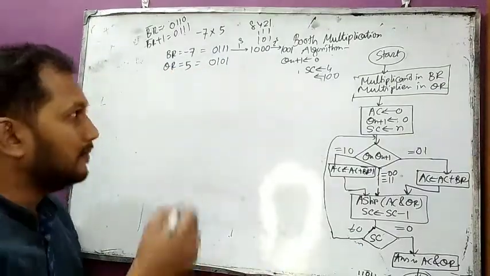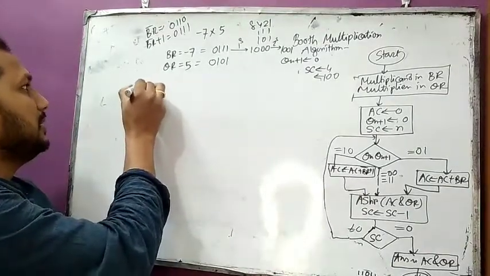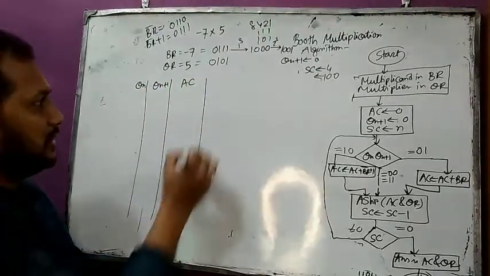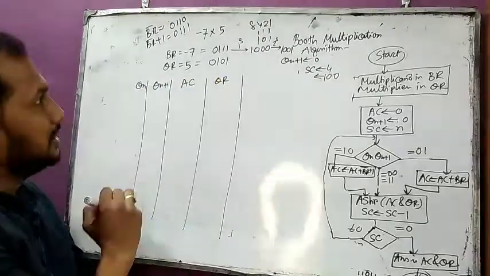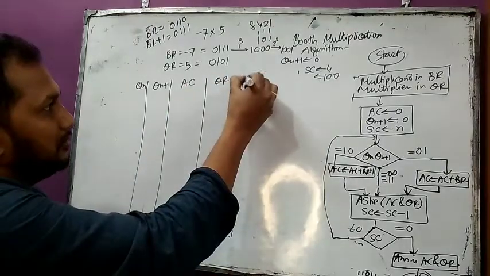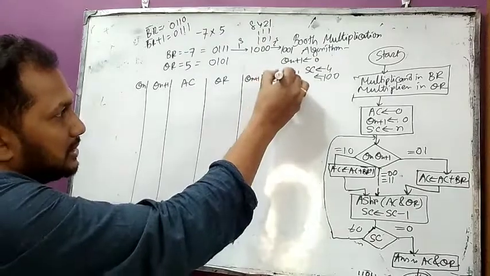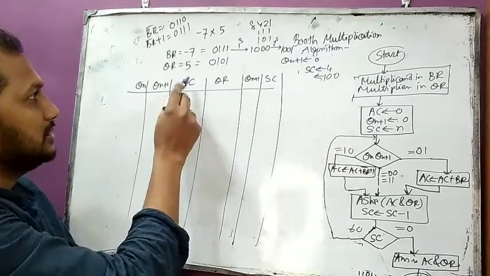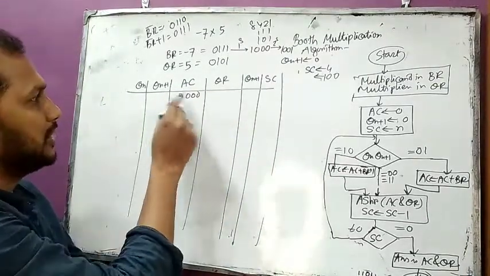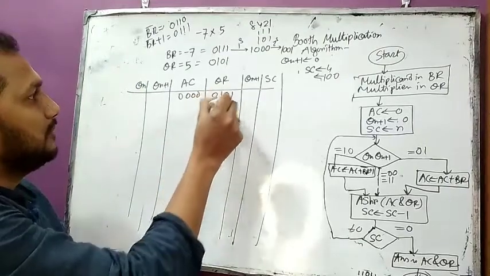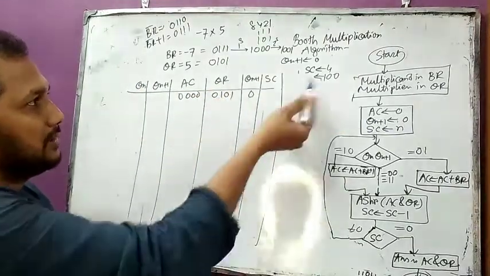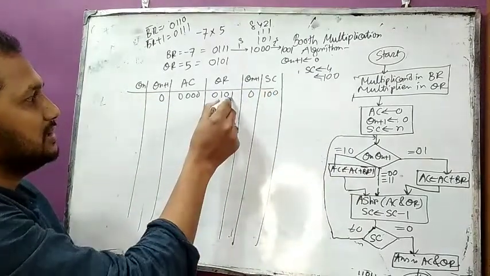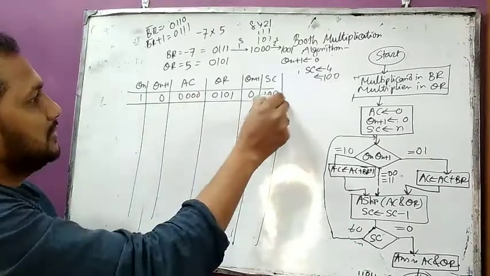Now consider the table. There is the Qn bit, then Qn+1, then the AC accumulator, then QR, the quotient register, that is the multiplier, then Qn+1 again, and finally the sequence counter. Initially, from the flowchart, AC is 0 0 0 0, as the number of bits is 4, so we write four 0s. QR is 0 1 0 1, and Qn+1 is initialized to 0. SC is the number of bits, that is 4, binary 1 0 0. Qn+1 is 0, and Qn is the LSB of QR, that is 1. So this is the initial step.